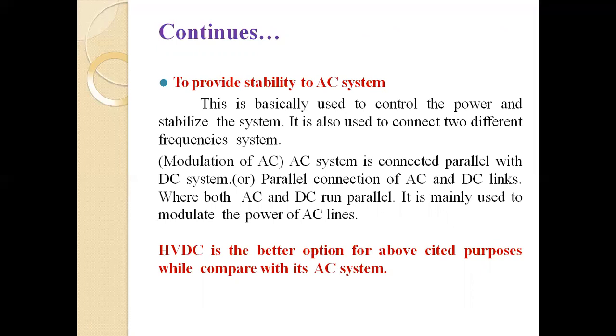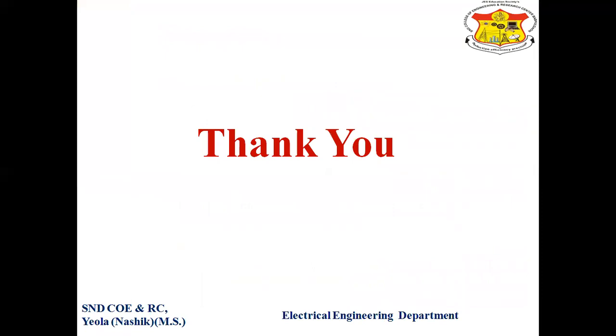Next is to provide stability to the AC system. In this, HVDC is basically used to control the power and stabilize the system. It is also used to connect two different frequency systems. Modulation of the AC system is when the AC system is connected in parallel with the DC system. Where both AC and DC run in parallel, it is mainly used to modulate the power of the AC line. HVDC is the better option for the above cited purposes compared with the AC system. Thank you for attending this lecture.